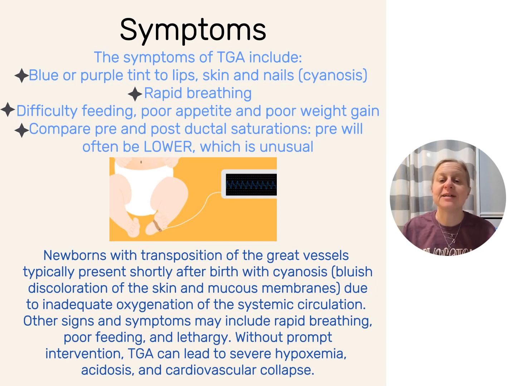And again, that's because the aorta is coming off the right side of the heart. That first branch of the aorta is sending that deoxygenated blood, because that's what it's full of, because it's coming off of the right side instead of the left side, which is not great. And so over here, before the ductus arteriosus, you're going to have that deoxygenated blood. Now, postductally, you might have a little bit of oxygenation because of the PDA, but if the pre is lower than the post, that is very unusual.